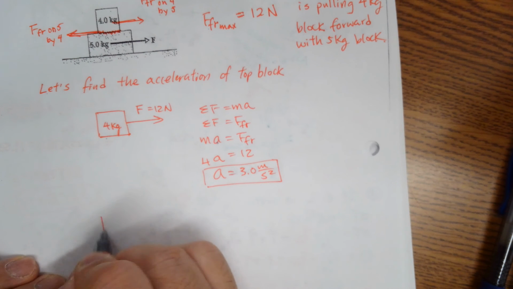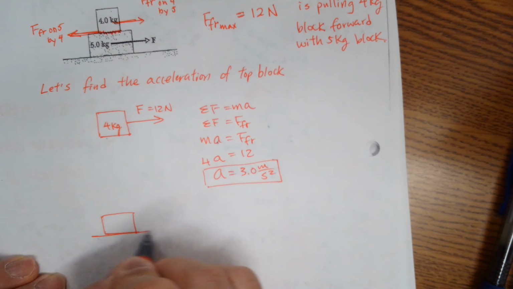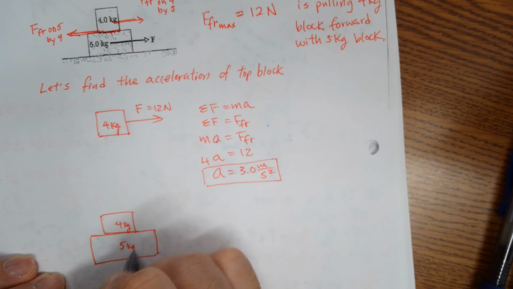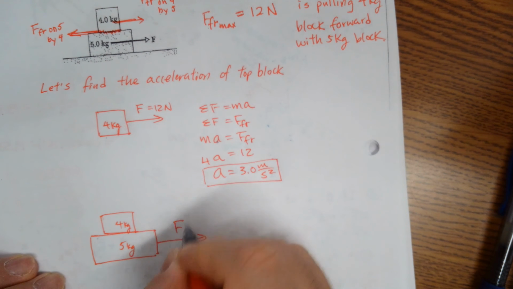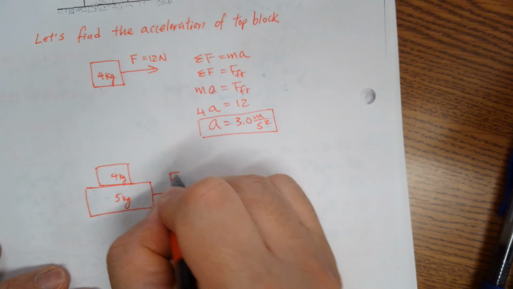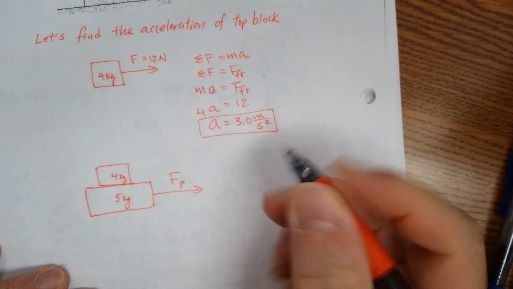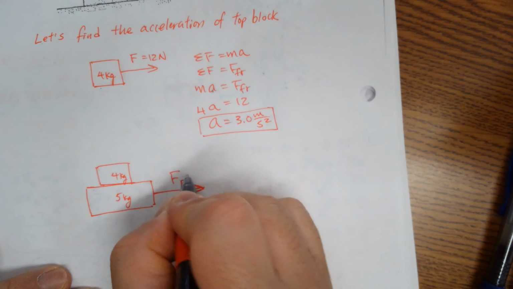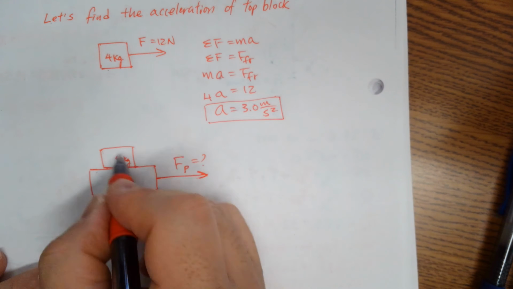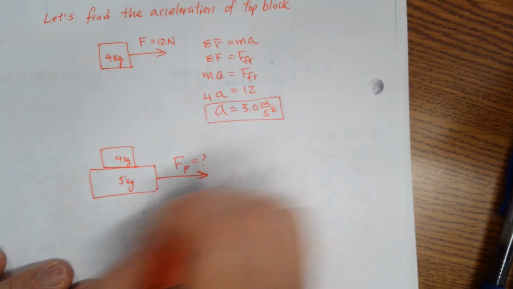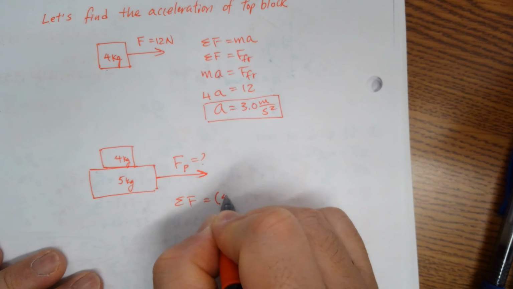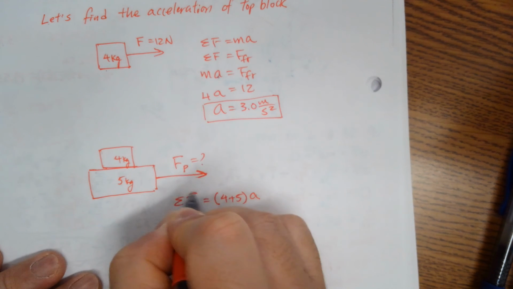Now I have four plus 5. So the total mass, so F, I guess, pull, right? F pull is now what we have to figure out. Since they move together as one, right? The sum of all forces is equal to 4 plus 5 times a, right?